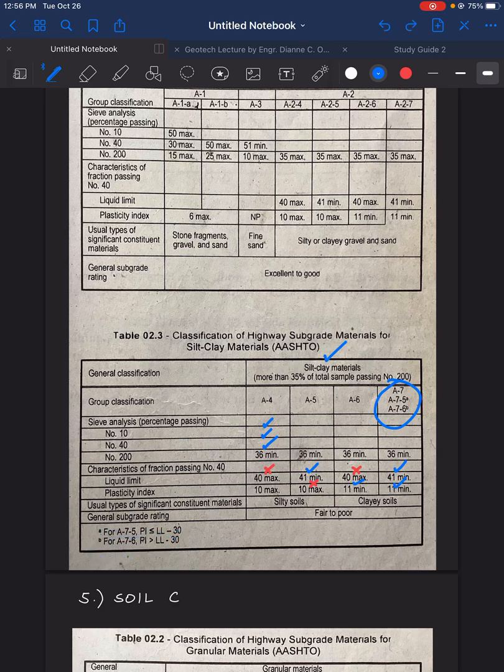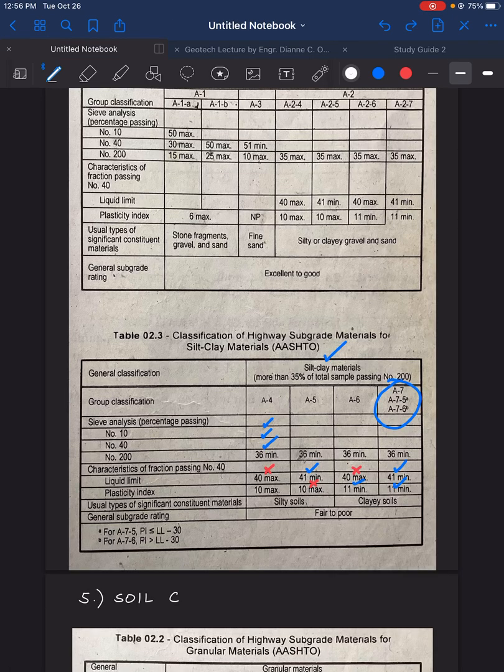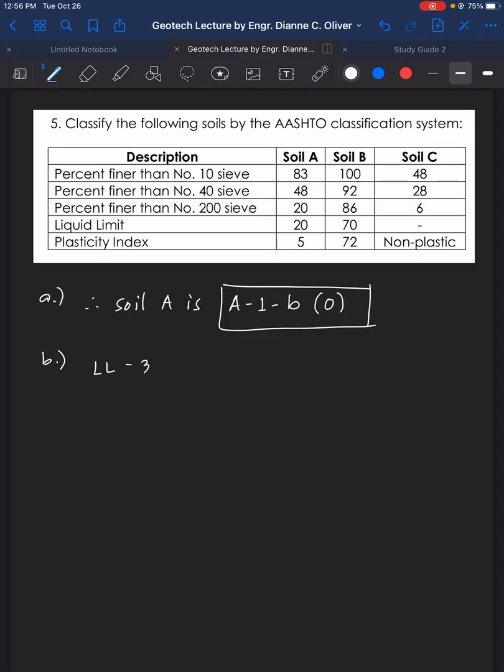So what is LL minus 30? So we have here LL, our liquid limit is 70. So we have there 70. LL minus 30. Is that 30? Yeah. LL minus 30 is equal to 70 minus 30 is equal to 40.